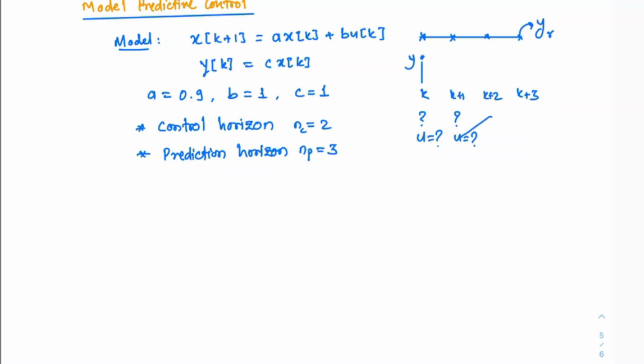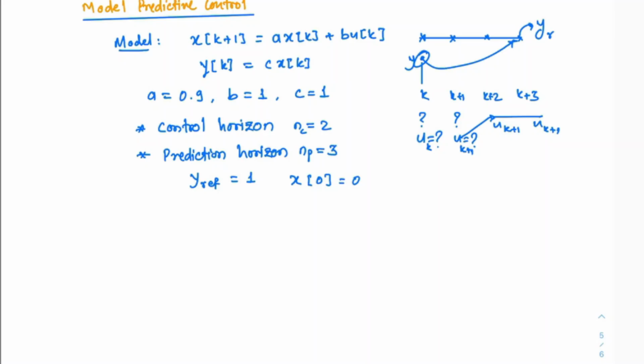And whatever this value of u is, I am going to hold it. So u at k plus 1, whatever it comes, I'll just hold it so that my y reaches where I wanted it to reach. Okay, so let us hypothetically say that y ref we have to reach is 1, and x of 0 is 0.